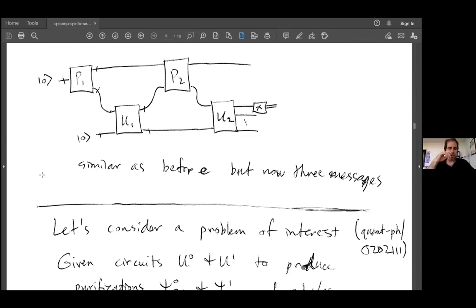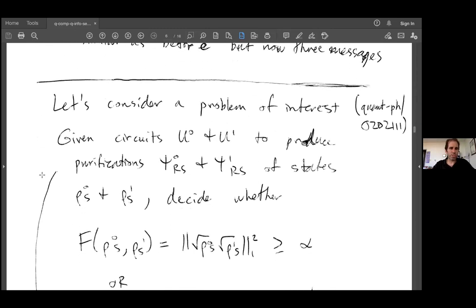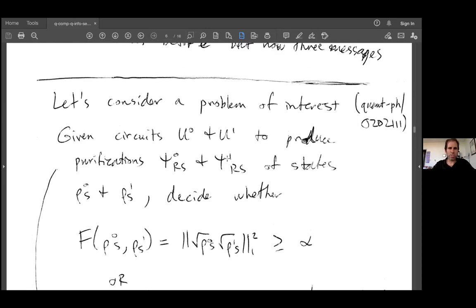And the remainder of the talk, which I guess is about 20 minutes, I want to tell you about some problems of interest. And I'm going to start with a simple one that goes back to John Watrous in the year 2002. And it's a way to see a very famous kind of problem, fidelity of states, in terms of an interactive proof, okay? So here's the computational problem.